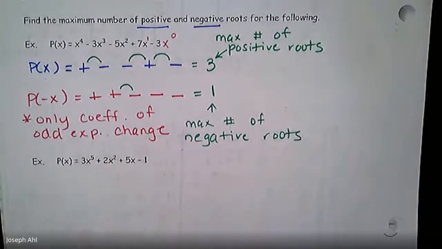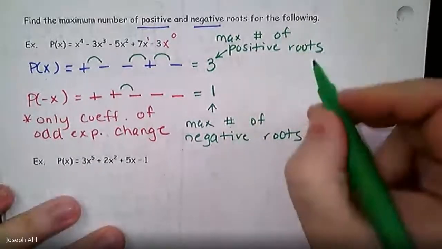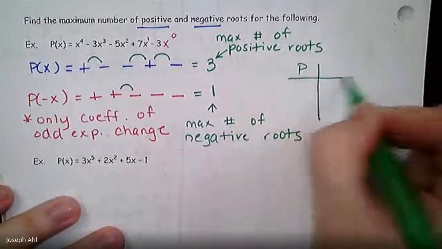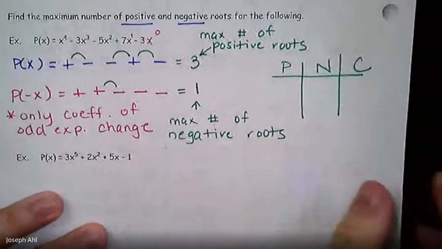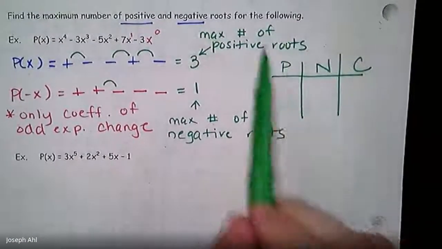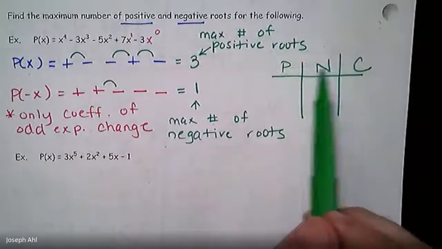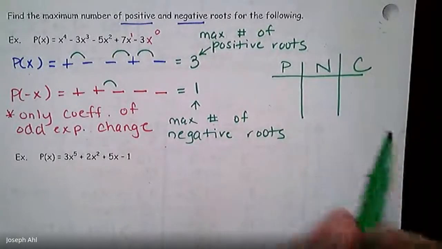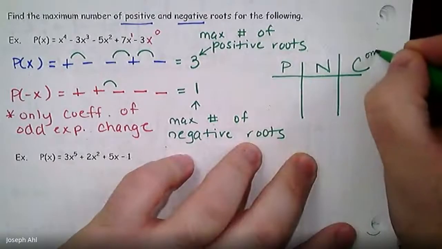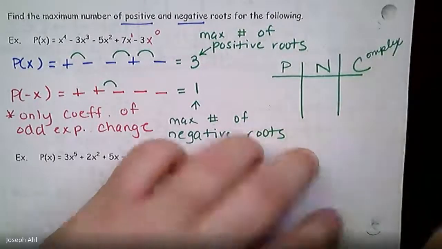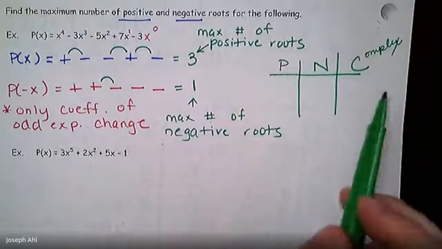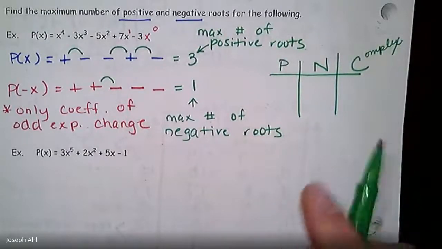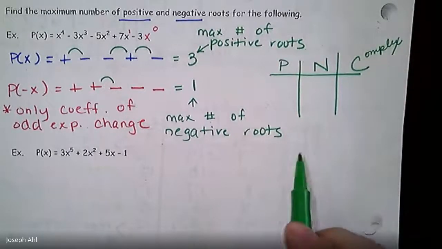So the way that we summarize this information is you're going to make a chart off to the side that has 3 columns: P, N, and C. I think you know that P is positive. I'm pretty sure you would assume that N means negative. What does C stand for? C is for complex roots, right? We're only talking about real roots when we talk about positives and negatives. C would stand for any roots that might be complex, in a plus bi form.